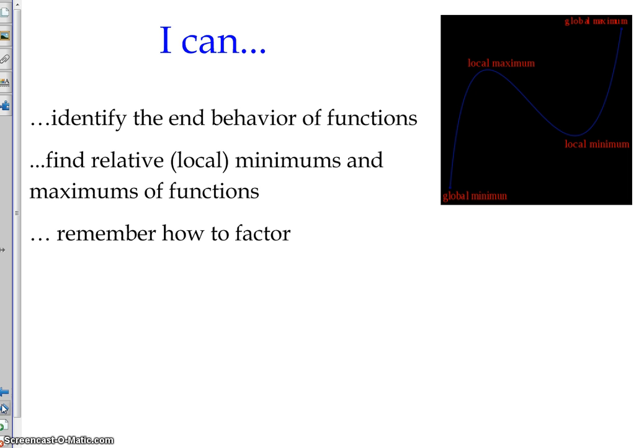So let's look here. By the end of today, we're hopefully going to be able to identify the end behavior of functions and find the local mins and maximums. And then we're going to remind ourselves how we factor.